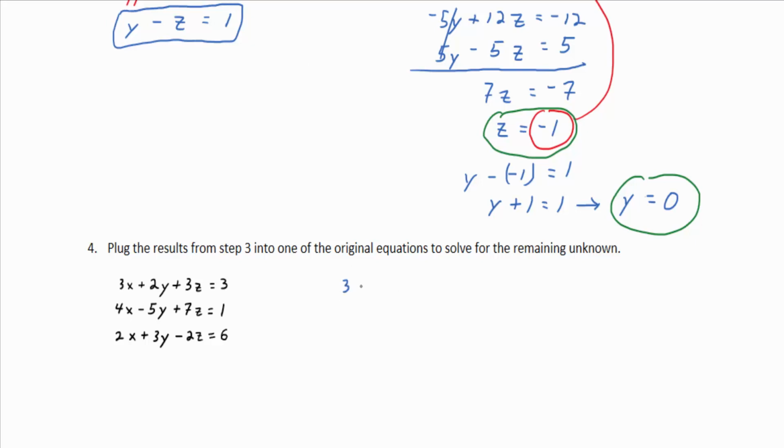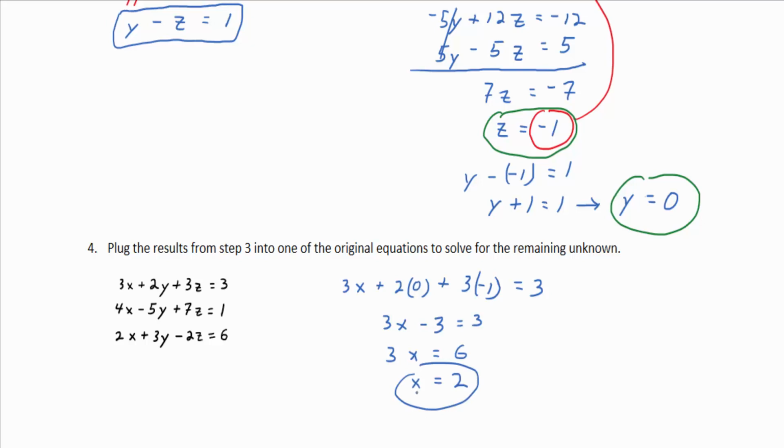So, okay, just the first equation I think I'll plug into. If I plug into the first equation, I'm looking for x. Remember, I don't have x yet. I'm going to plug in 0 for y. So 3x plus 2 times 0 plus 3 times -1 for z equals 3. Okay, so that's 0, so I get 3x. That's a -3 right there. Equals 3, or 3x is equal to, add 3 to both sides, 3x is equal to 6. Divide both sides by 3, x equals 2.